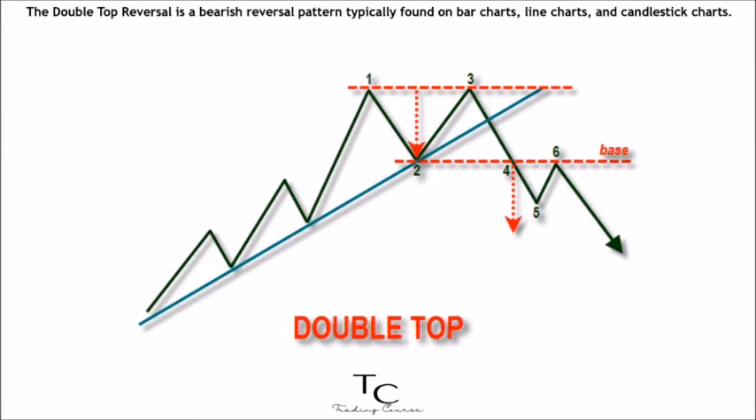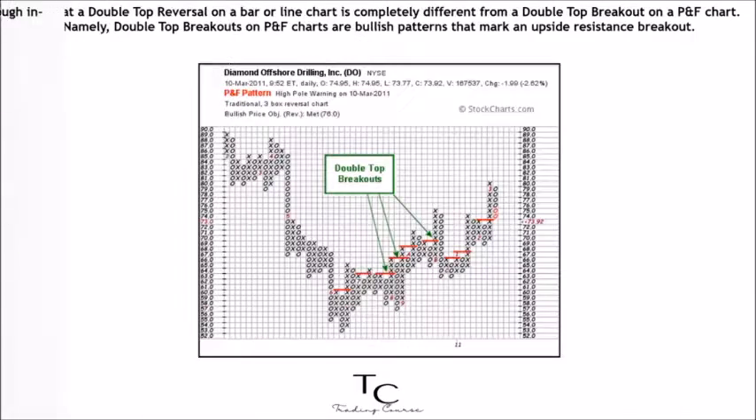The double top reversal is a bearish reversal pattern typically found on bar charts, line charts, and candlestick charts. As its name implies, the pattern is made up of two consecutive peaks that are roughly equal, with a moderate trough in between. Note that a double top reversal on a bar or line chart is completely different from a double top breakout on a P and F chart.